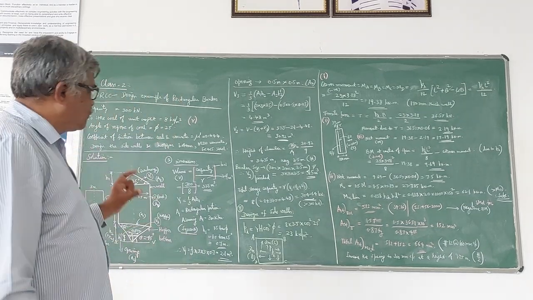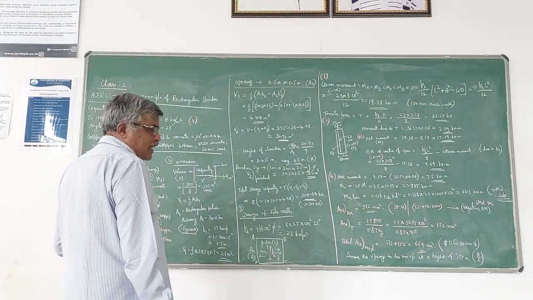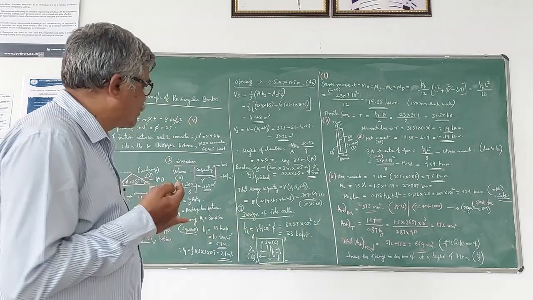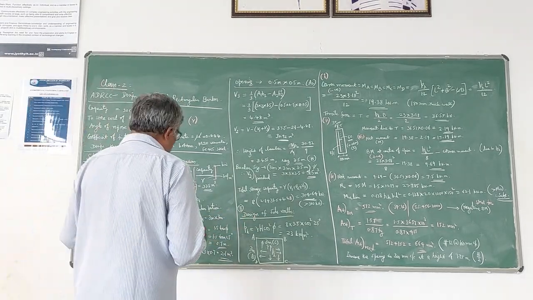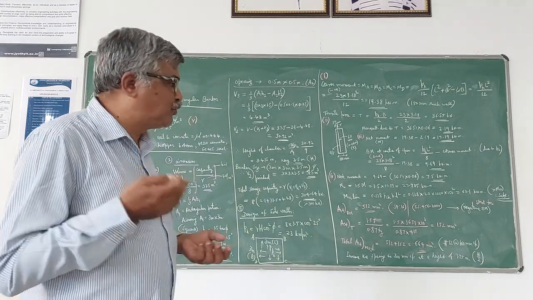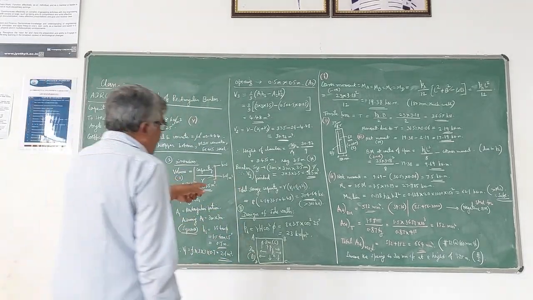So we have to assume some area. Of course, this is a trial and error thing. For the given data, this is enough. Normally, the height of the bunker you can take between 3 to 4 meters in general. So here we have got 3.5 meters.